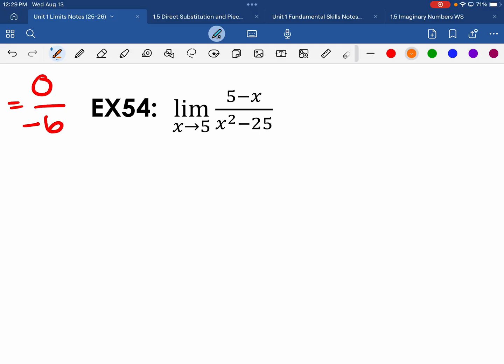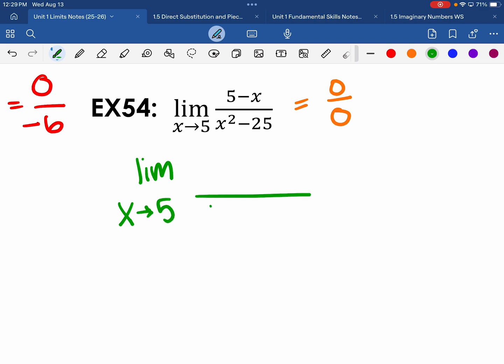Okay, so on this next one, when I directly sub in, I am going to get 0 over 0. And because these are polynomials, I'm going to try to factor. What does the bottom factor out to be? X plus 5, x minus 5. Good. And what can I take out of the top so I have something that will cancel? Negative 1. Yeah, a negative, which will make that guy x minus 5.